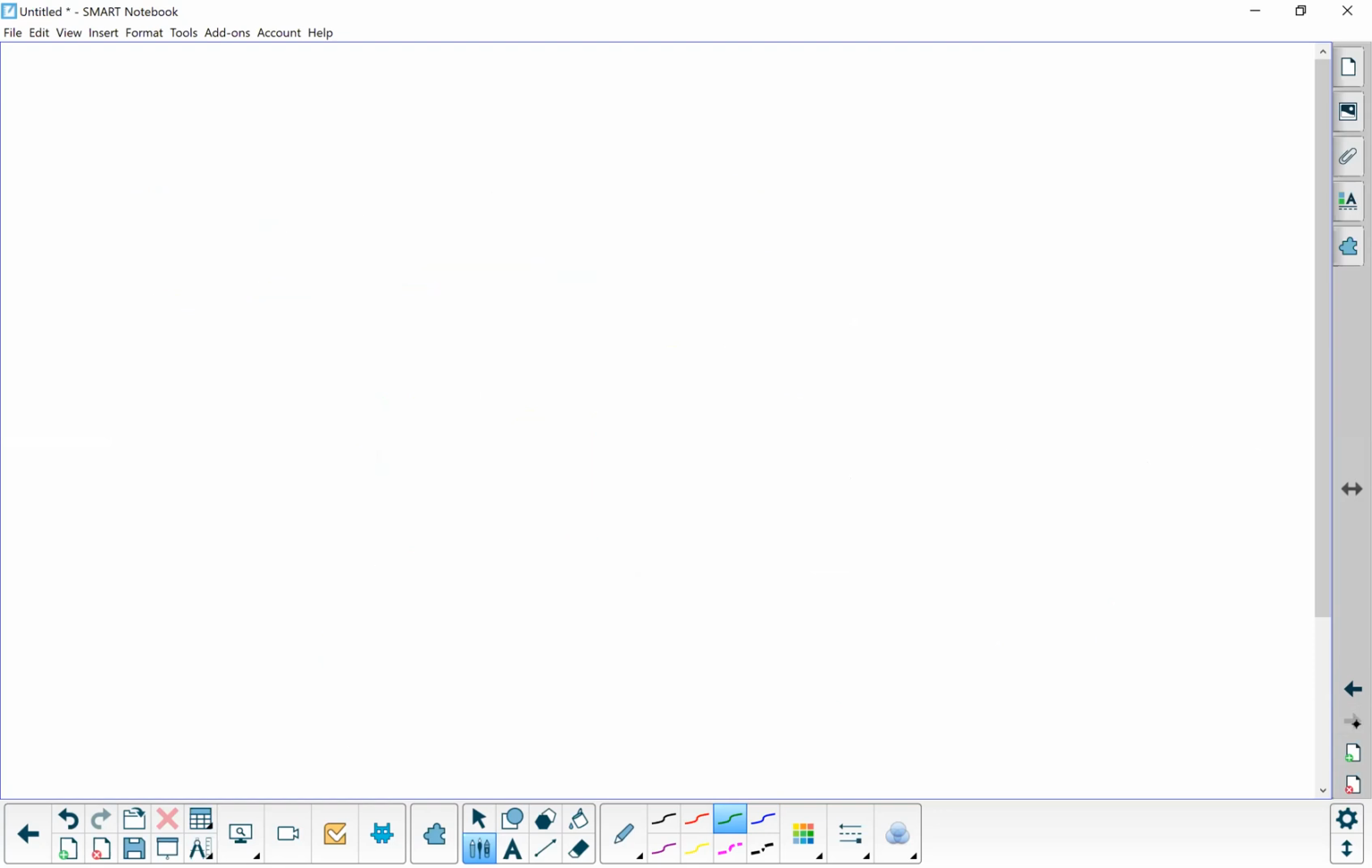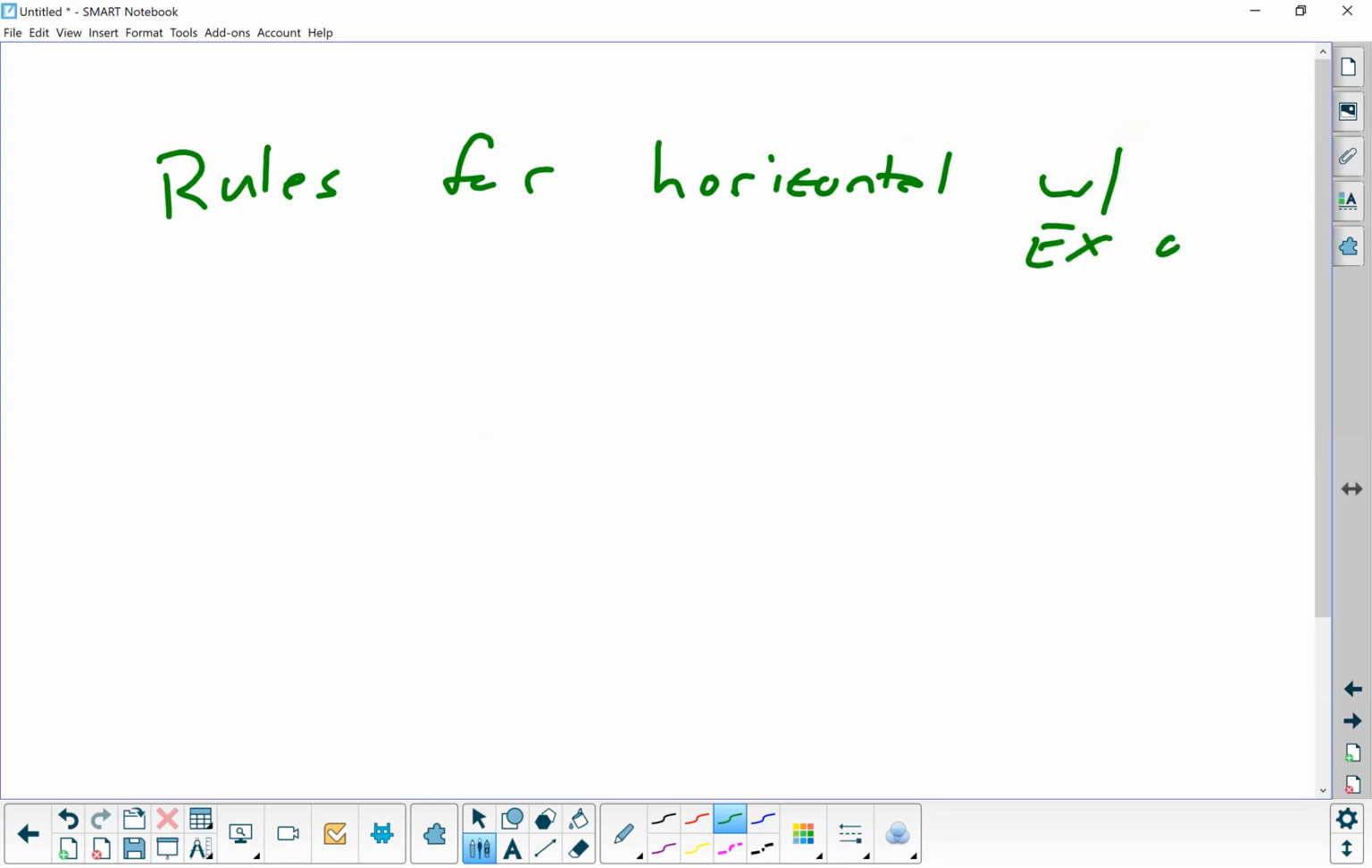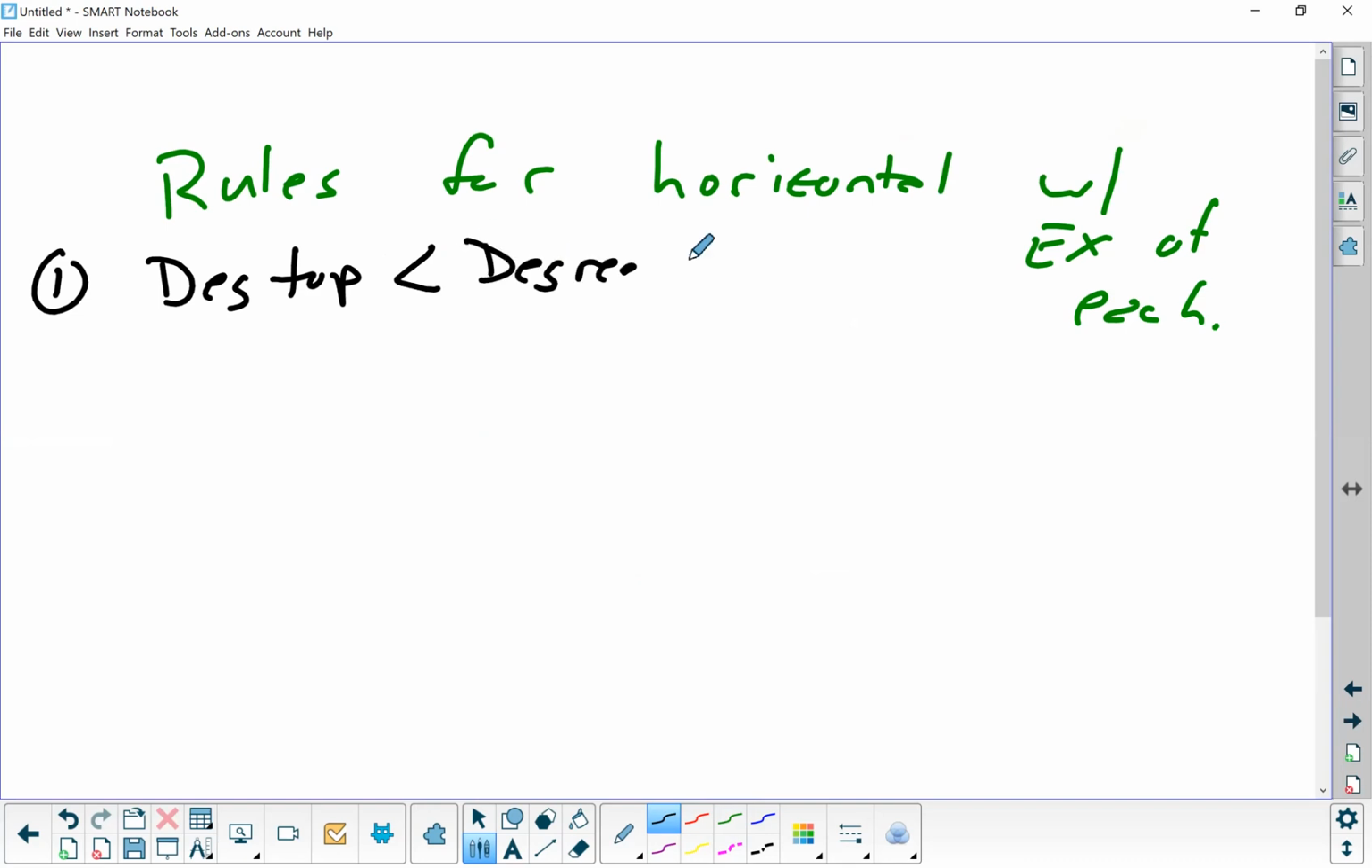And then the last one is we want the rules for horizontal asymptote with an example of each. Okay, so there's two main rules that take place for a horizontal asymptote. Rule number one is if the degree on top is less than the degree on bottom, you get y equals 0. So right on the x-axis.